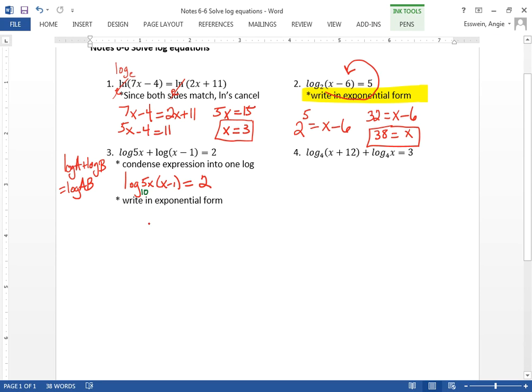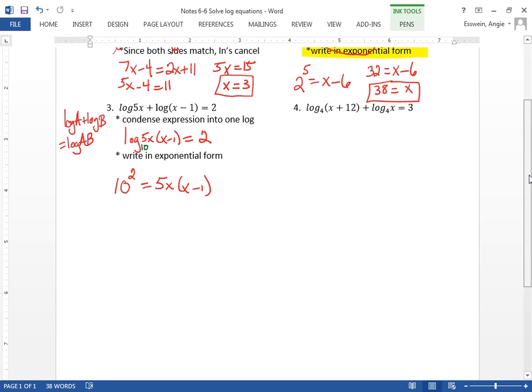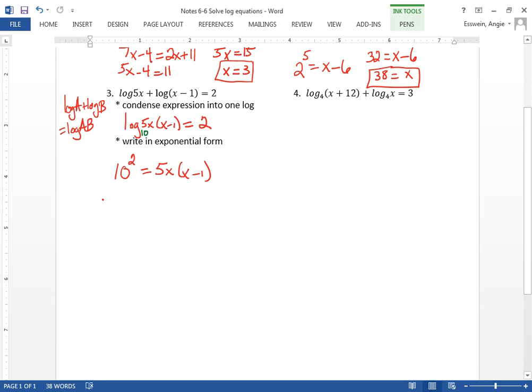So now we can write it in exponential form. So the base 10 raised to the 2nd power, that's the exponent, equals the answer. And this one is going to take a little bit longer to solve because when we simplify it, we get 100. We have to use the distributive property, 5x squared minus 5x. And so what kind of equation is this? Quadratic.